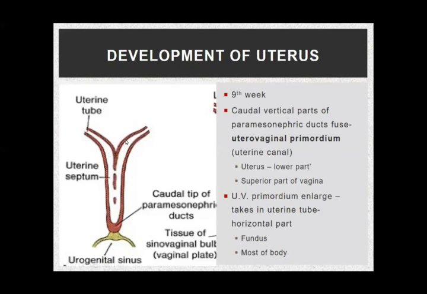What happens is that these uterine tubes or paramesonephric ducts, whatever you want to call them, this part of the paramesonephric duct develops into the fundus of the uterus and most of the body of the uterus. So the fundus and body of the uterus is formed when the uterovaginal primordium absorbs the uterine tubes.